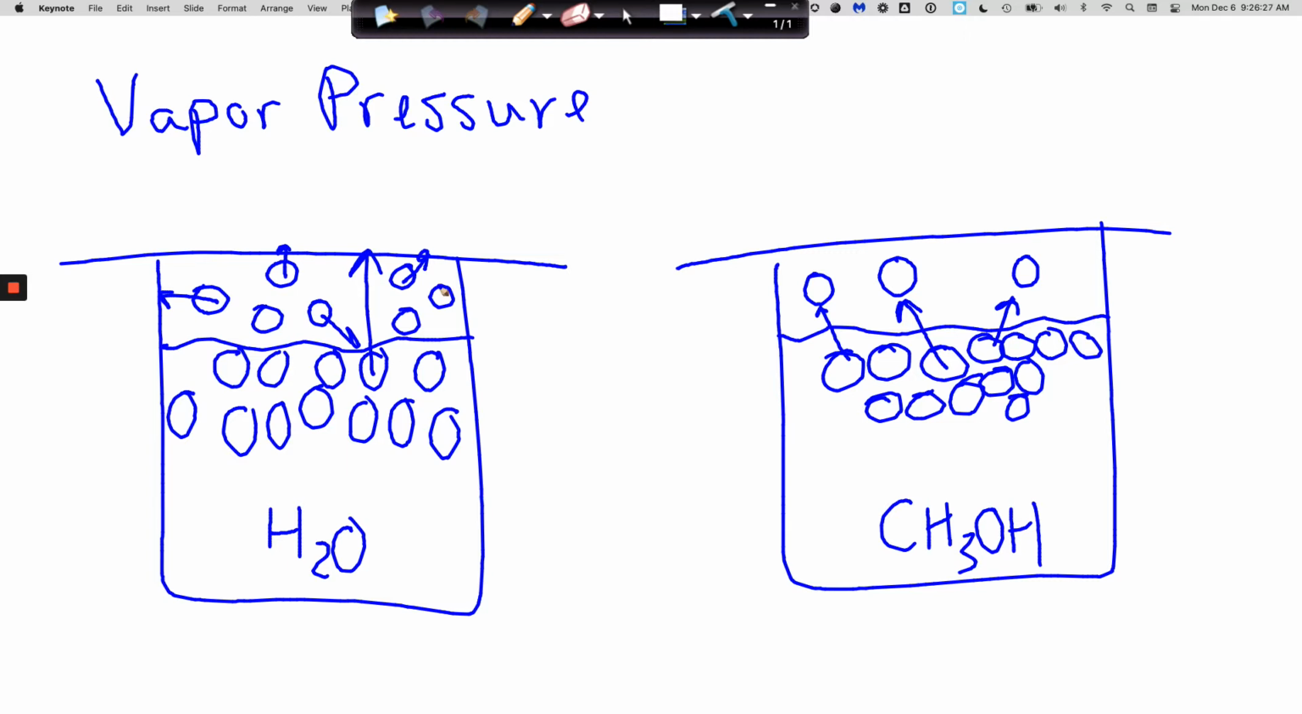Which one has the higher vapor pressure? And don't read anything into the number of circles. Which one would have a higher vapor pressure, left or right? Go ahead. The one on the right. Why?